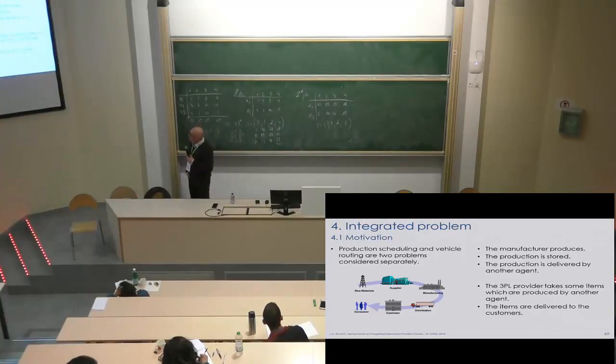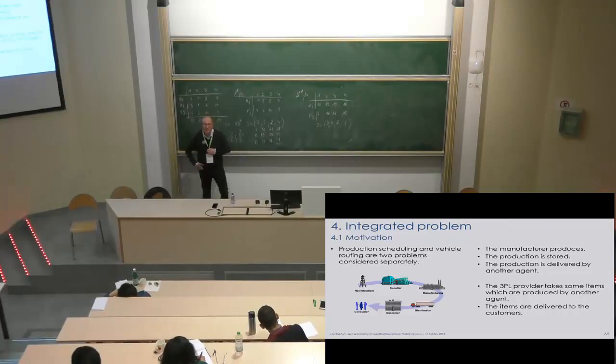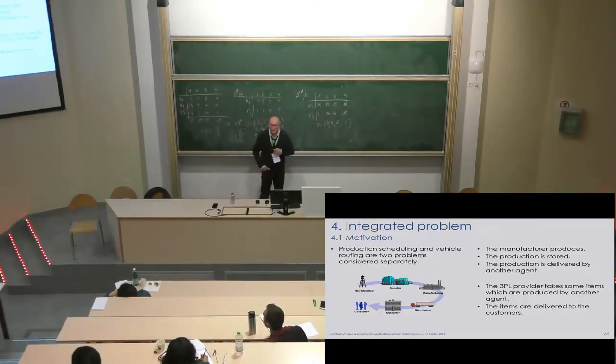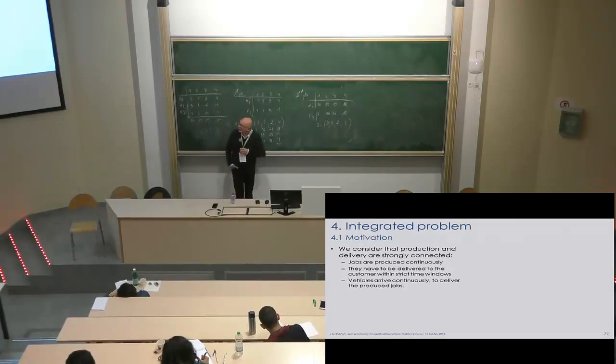As I said before, production and vehicle routing are two problems which are generally considered separately. The manufacturer produces, the production is stored, so there is inventory, and the production is delivered by another agent. That's the job of the manufacturer. And there is a 3PL provider who takes some items which are produced by someone else, and they are delivered to the customers. So that's what is generally done. We consider here that jobs are produced continuously. They have to be delivered to the customer within strict time windows, and vehicles arrive continuously to deliver the produced jobs.